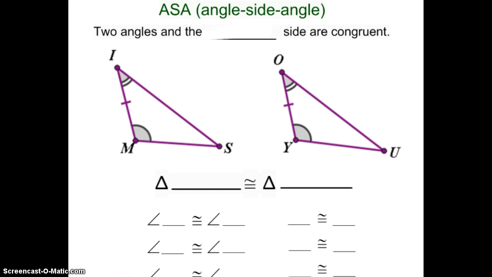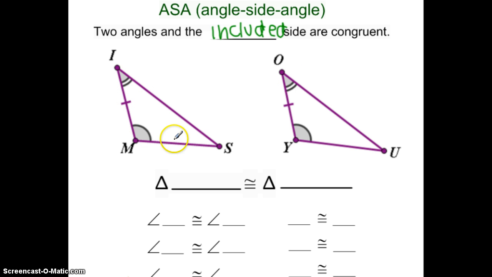Next we have angle, side, angle. On page 249 of your book, the angle, side, angle congruence postulate is stated. It says if two angles and the included side of one triangle are congruent to two angles and the included side of a second triangle, then the two triangles are congruent. So here, this should say included. Okay, so we have two angles and the included side.